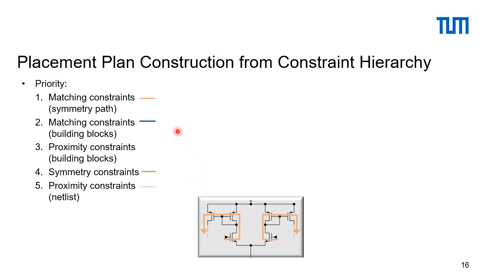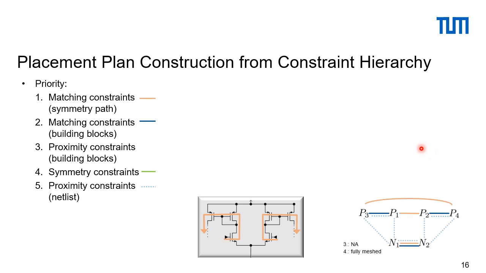And now we define as a heuristic a priority of constraints. So the most important constraints are the matching constraints which come from symmetry paths. Then we look at matching constraints from the building blocks, proximity constraints, and then general symmetry constraints and proximity constraints which come from the netlist.